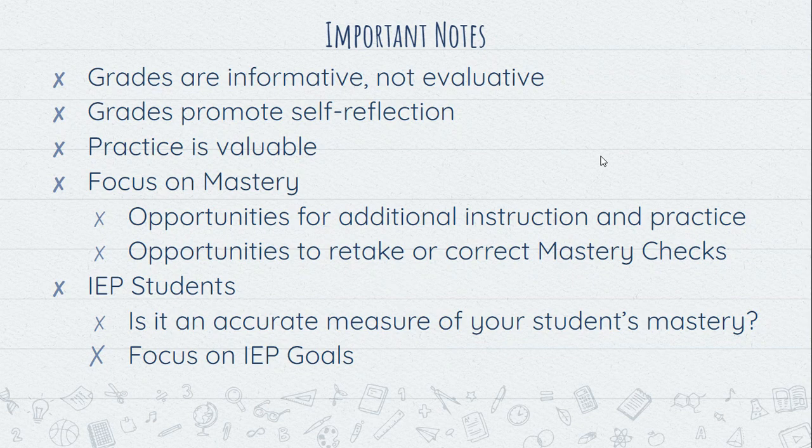Grades also promote self-reflection. So if your student is scoring below mastery, one thing to consider is: is this grade representative of my student's level of mastery, or is something else going on? If you look at the grades and you're seeing constant grades that are about the same level, then that means that's the level of mastery that they're at. In those cases, it's important to talk to the teacher and see if there's additional support they can offer, or if they can work with one of our interventionists to help improve their level of mastery.